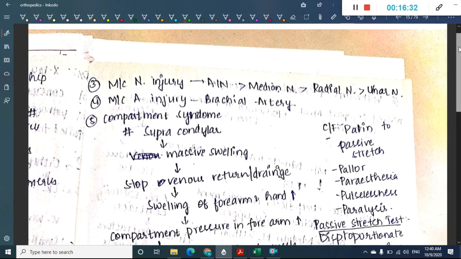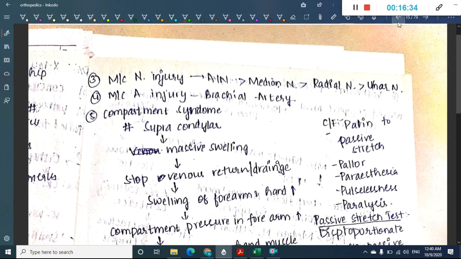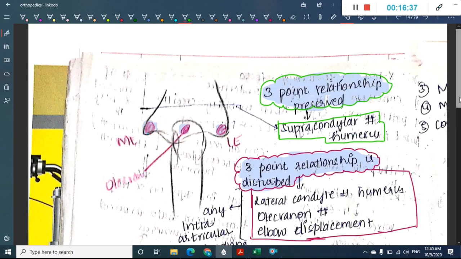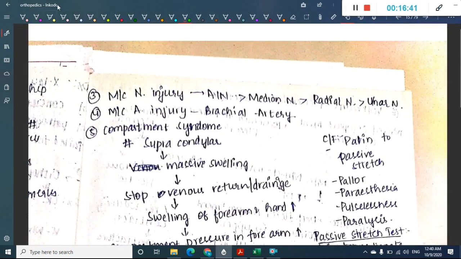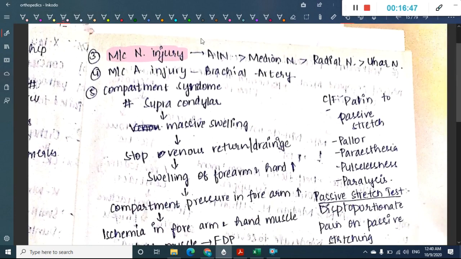Then what is the most common nerve involved? Most common nerve involved is the anterior interosseous nerve, followed by the median nerve, followed by the radial nerve, followed by the ulnar nerve. What is the most common artery involved? The most common artery involved is the brachial artery.